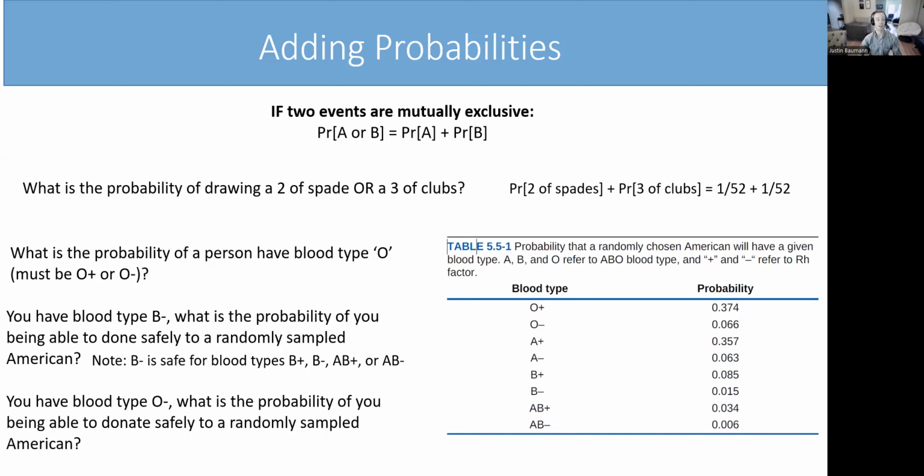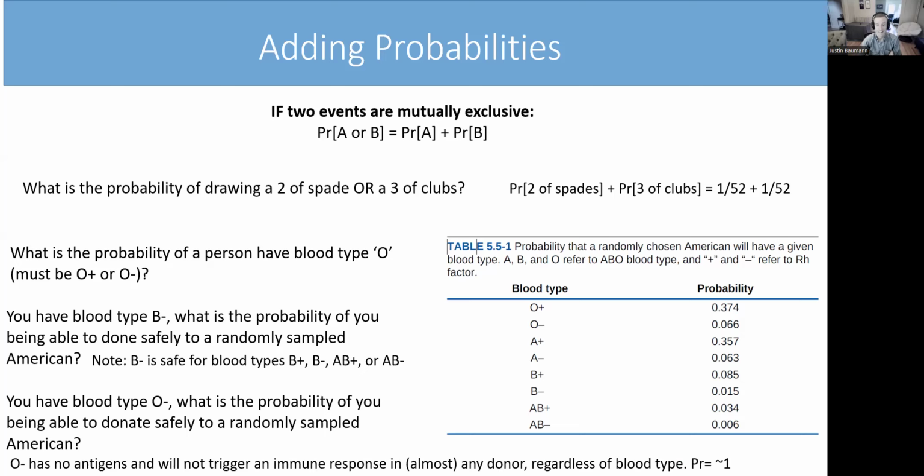You have blood type O negative. What's the probability of you being able to donate safely to a randomly sampled American? In case you didn't know, O negative is the universal donor. It has no antigens. It will not trigger an immune response in most donors. So regardless of your blood type, the probability for this one is approximately 1. Just about all the time you can donate safely if you're O negative. So if you are O negative and you can handle having somebody take some blood, please do that sometimes.